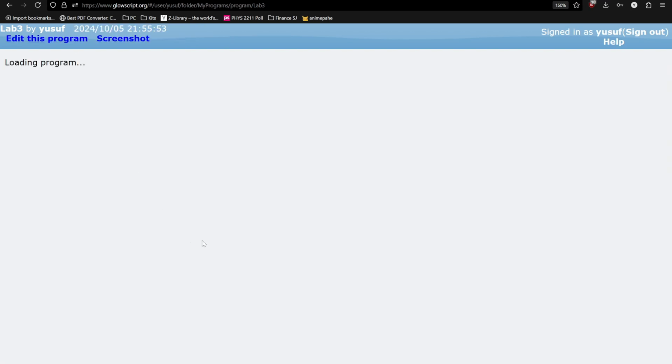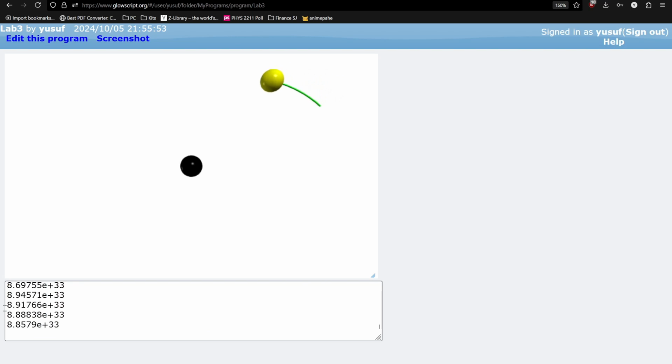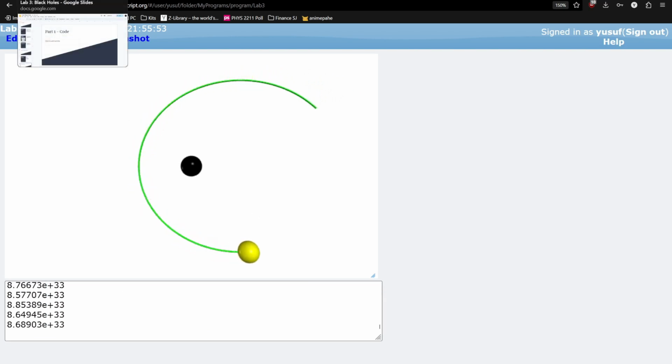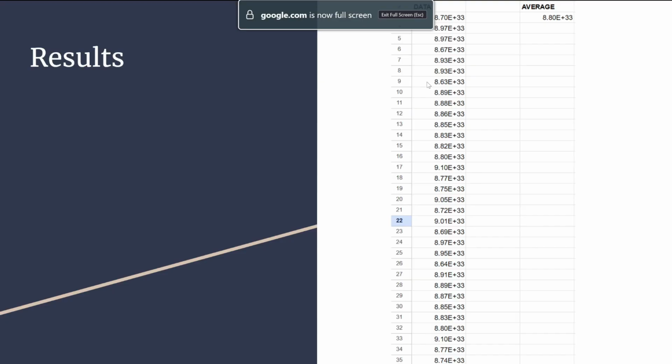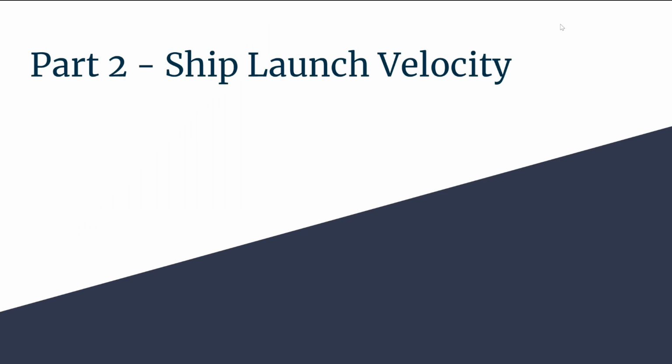So when you run this program, we get a bunch of data points that occur as we complete the orbit. And our results were a bunch of data points. Not all of them are shown here, but once we average all of them, we got this 8.8 times 10 to the power 33. And now moving on to part two, ship launch velocity calculations.